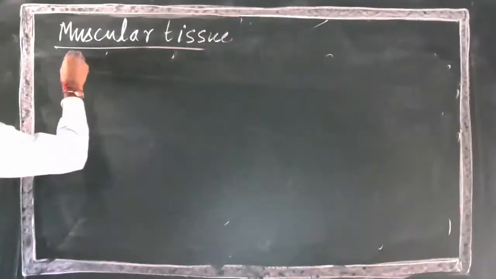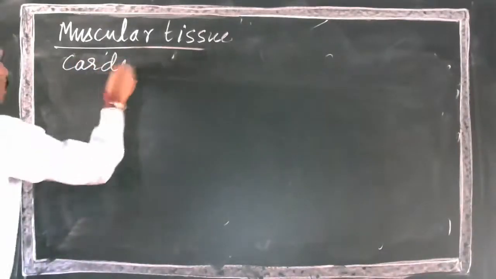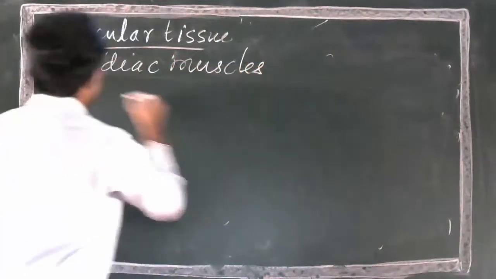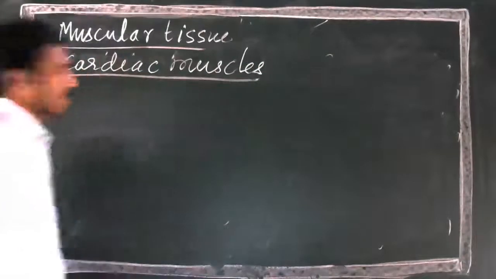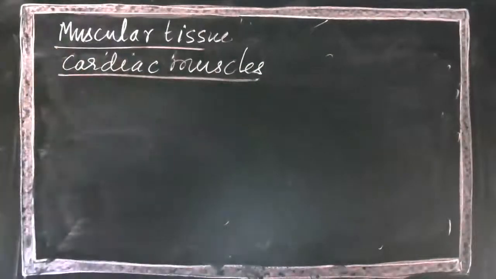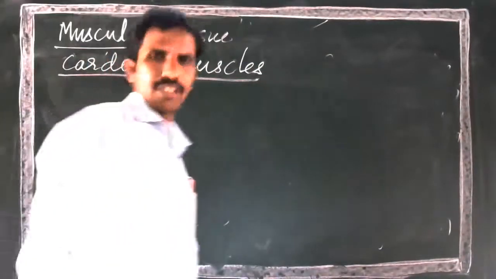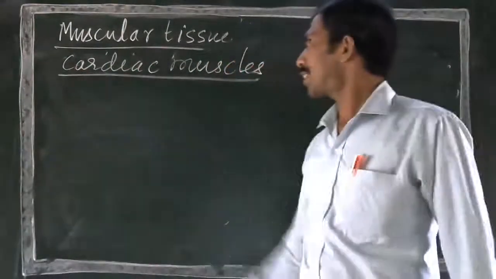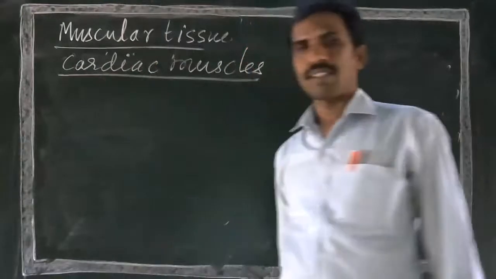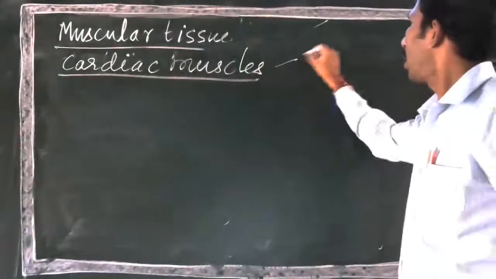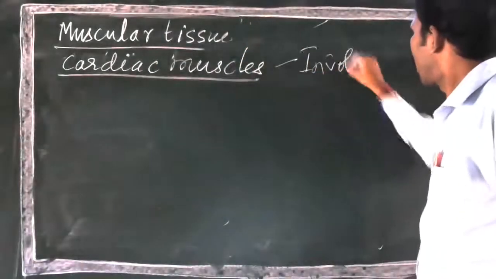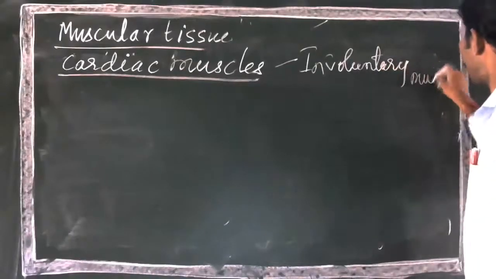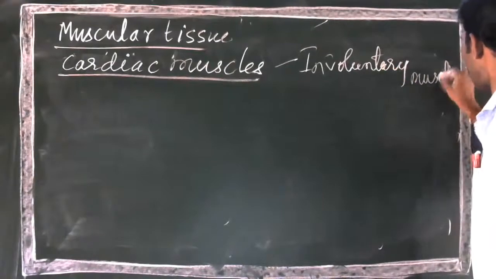So next is cardiac muscles. Cardiac, C-A-R-D-I-A-C. Cardiac muscle. So this is also an involuntary muscle. Cardiac muscle is also called involuntary muscle.